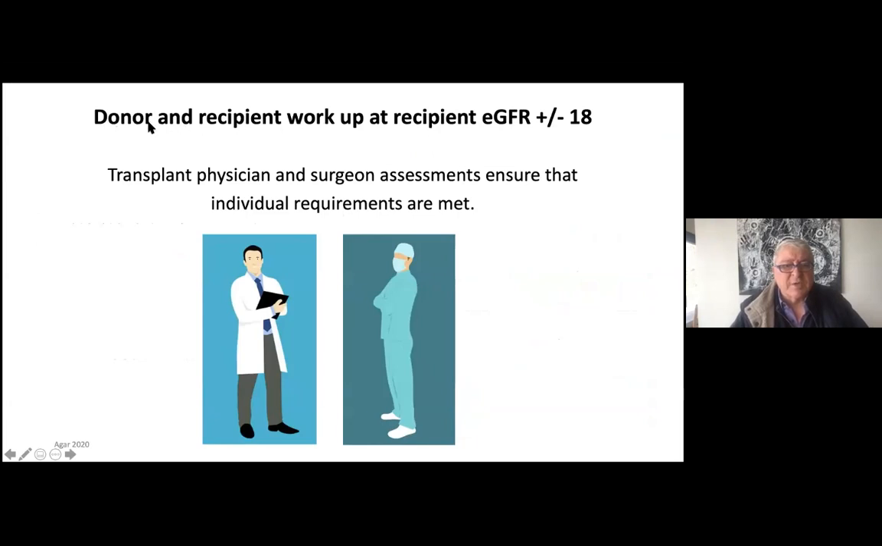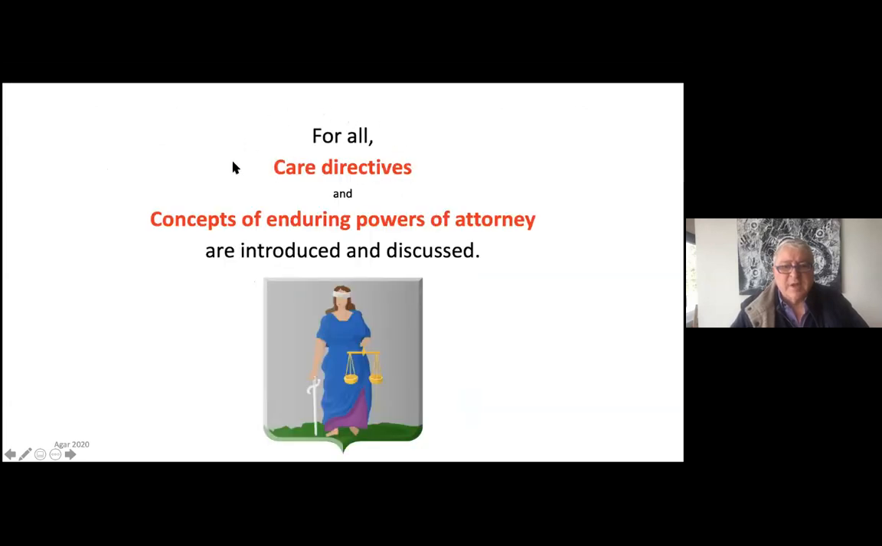So this is where we start to check that the recipient has got two kidneys and they're functioning normally and that there are no contraindications to that recipient as a donor and that they pair nicely with their recipient and so on. And at this stage, eGFR around about 18, we would make sure that the transplant physician and surgeon assessments are done to ensure that all individual requirements are met. And of course, for all, we talk about care directives and enduring powers of attorney at those education meetings.